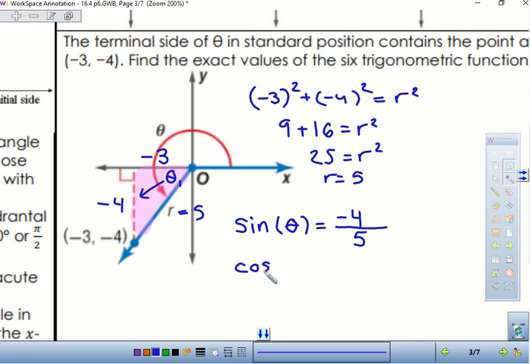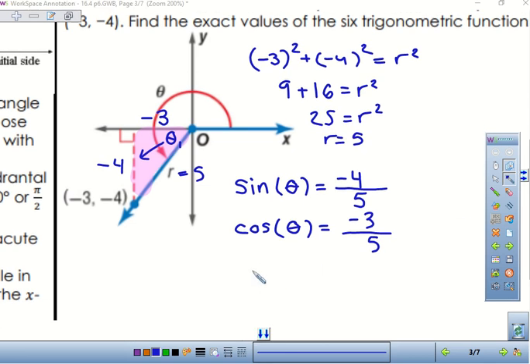Cosine would be what? Adjacent over hypotenuse. Thank you. Adjacent over hypotenuse. And then tan would be opposite over adjacent.